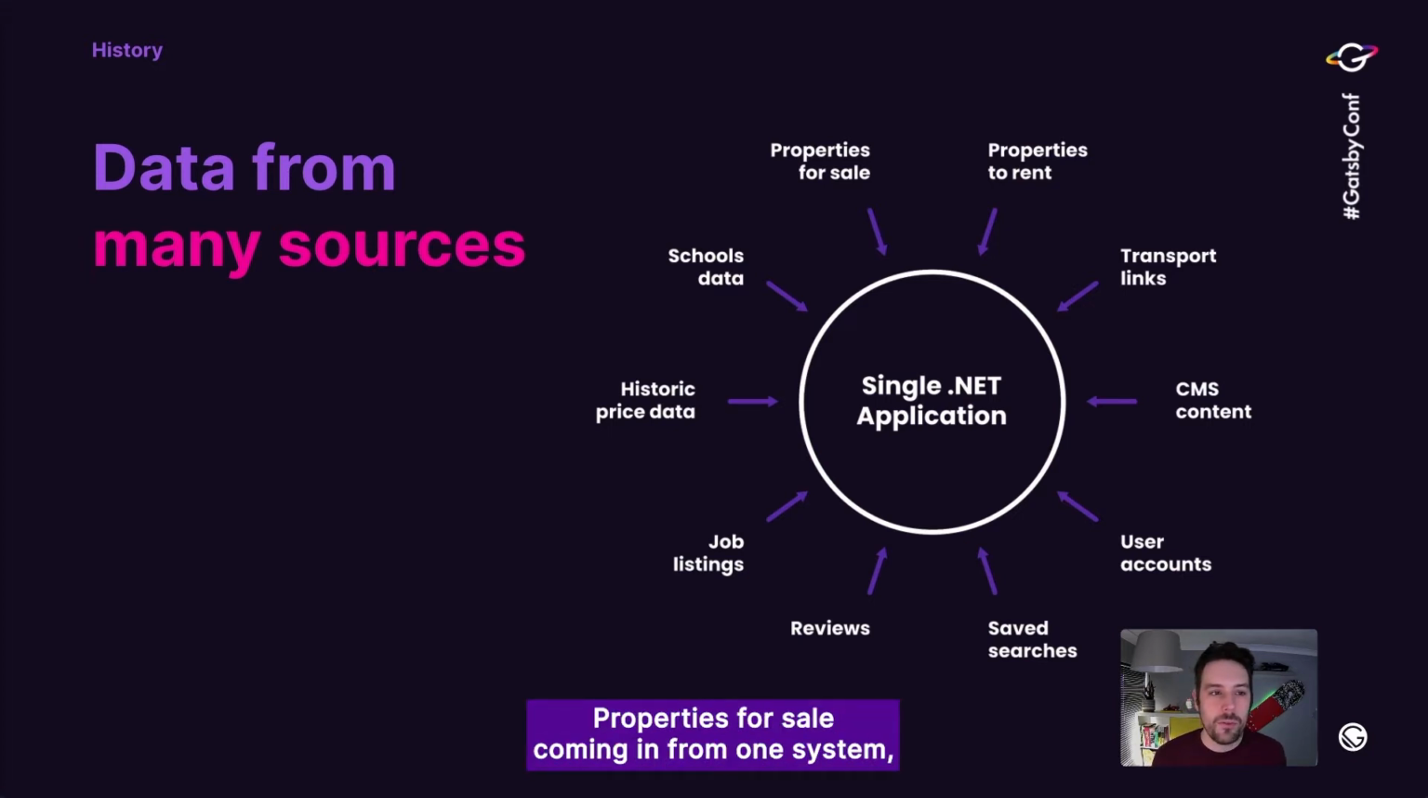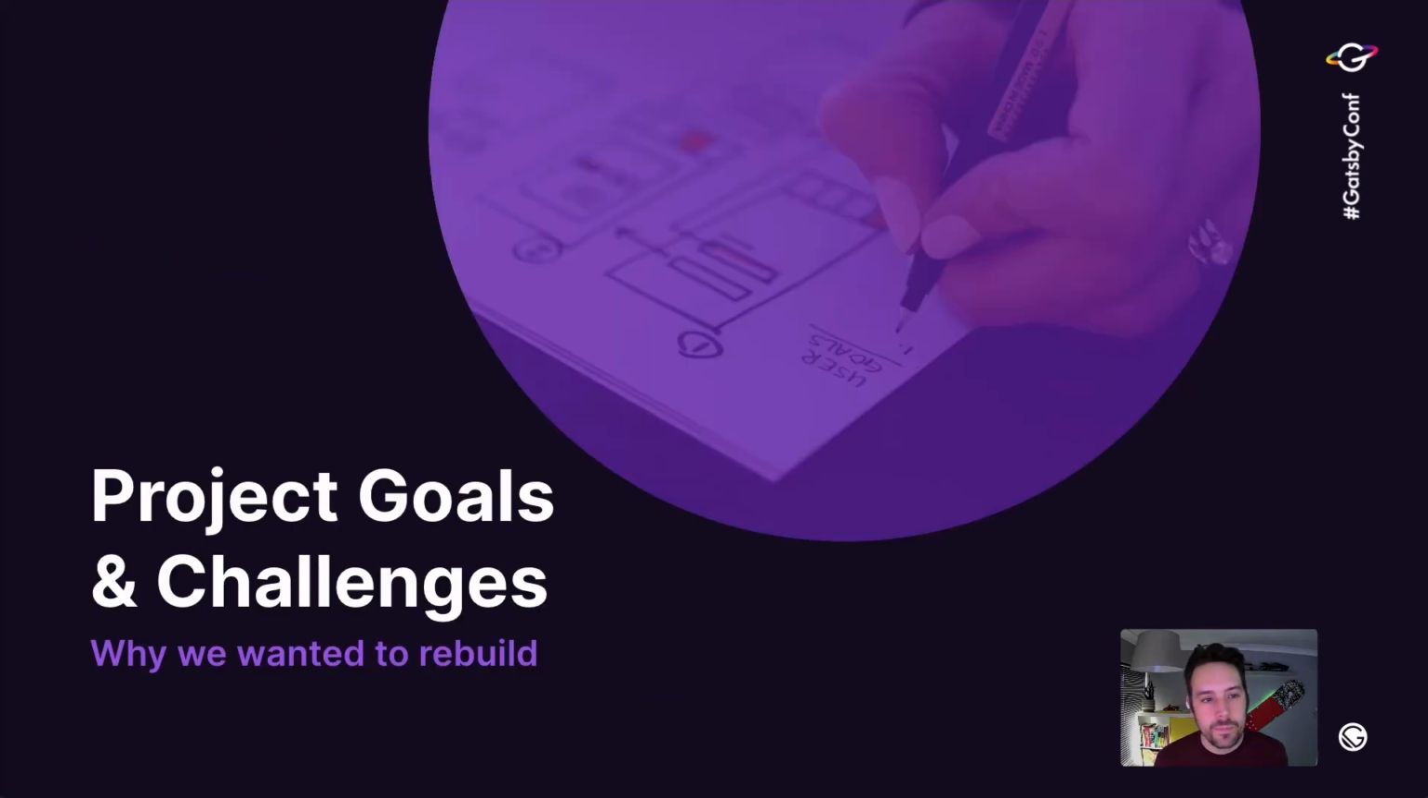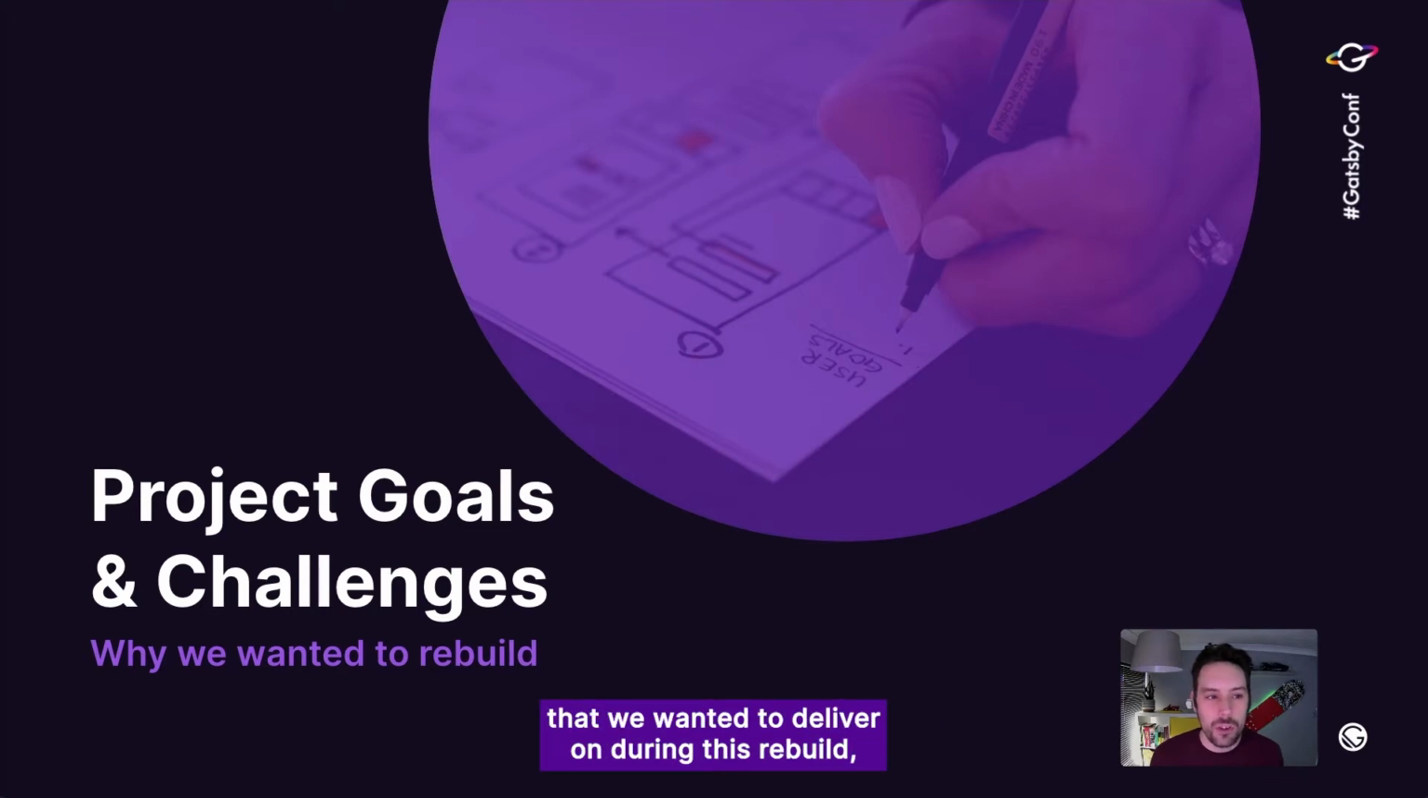As you can probably imagine, there's a lot of moving parts for a site of this size. Properties for sale coming in from one system, properties for rent from another, area information from another. Actually, most of the services you'll see on this slide come from different providers, and it all feeds into a central .NET application with a complex load-balanced server setup. After 8 years, it was now time to look at the next 8 years and beyond, and start looking into a rebuild. We had a number of key goals that we wanted to deliver on when choosing the new technologies and platforms required.